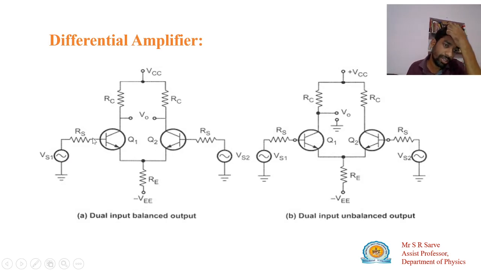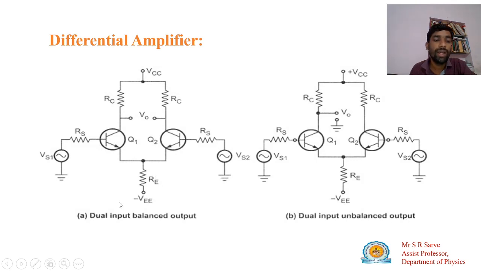Suppose this is your non-inverting terminal. This is your inverting terminal. And if you measure the output at one of the collectors with respect to the ground, then it is known as the unbalanced output.